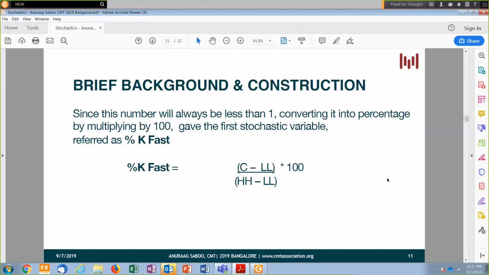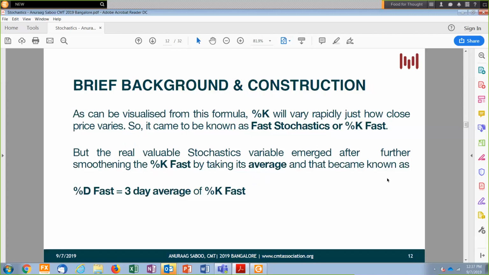Now, as you can visualize from this formula, the percentage K will vary as rapidly as the price varies. So it came to be known as fast stochastic, or percentage K fast, because it will vary rapidly.